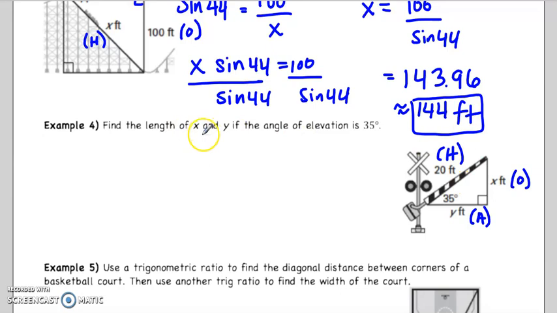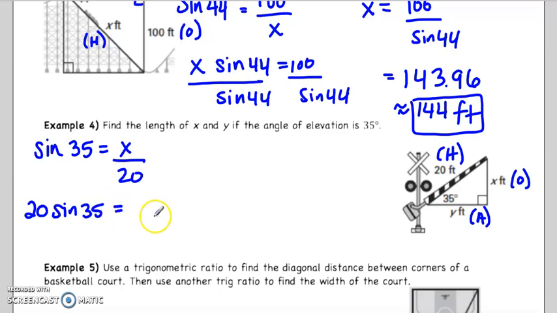So I want to go ahead and find the length of x. Now in order to find the length of x, that's going to require the opposite side and the hypotenuse. So therefore, OH tells me I need to use the sine function. So sine 35 is going to equal the opposite, which is x, divided by the hypotenuse, which is 20. Now from here, I'm going to just solve for x. So once I multiply both sides by 20, 20 times sine 35 is going to give me x.